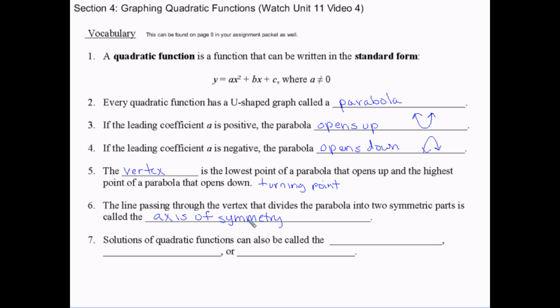It's called an axis of symmetry because a parabola is symmetric, meaning that each half of the parabola is exactly the same shape and size as each other. Solutions to quadratic functions occur where the parabola hits the x-axis. Those can be called roots, zeros, or x-intercepts. So solutions, roots, zeros, and x-intercepts are all interchangeable terms for the solutions of the quadratic function. These are the values of x that will make these true.